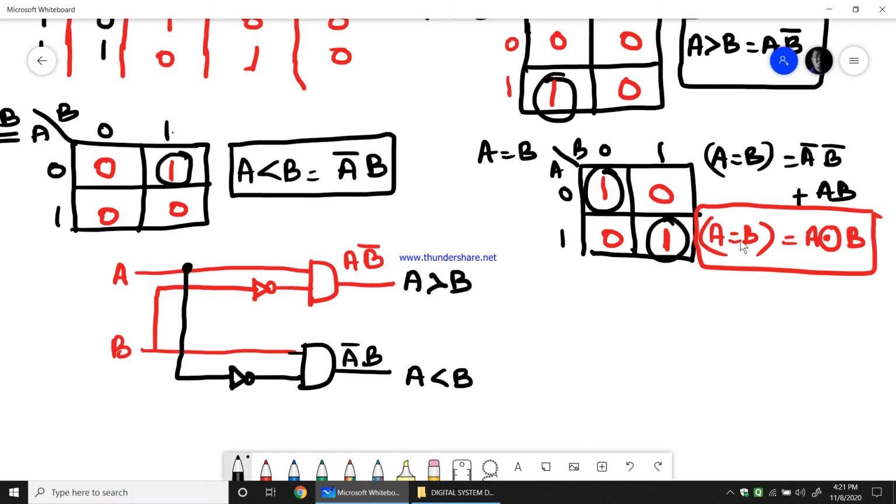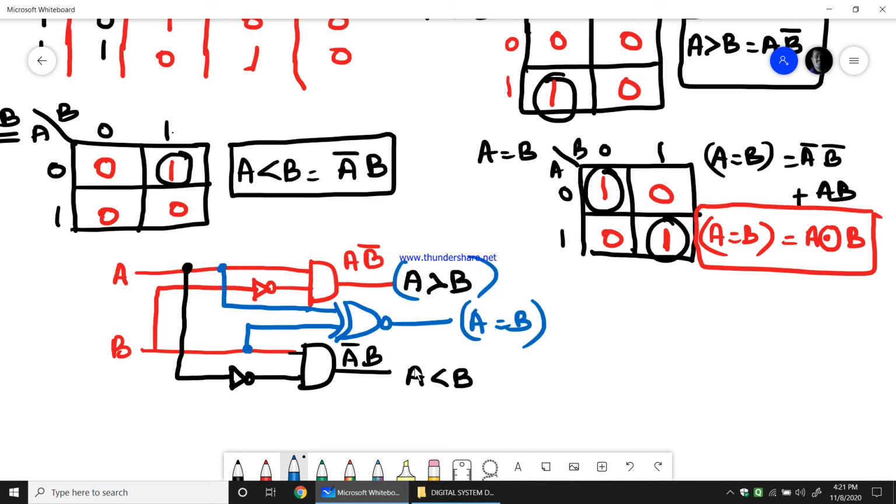Whereas for A equals B, it is A XNOR B. So I'll take from this A and from this B and give it to the XNOR gate. And this will be A equals B. So this is the diagram which is being written for the logic gates using basic logic gates for the 1-bit comparator. This is the 1-bit comparator, what we can see.